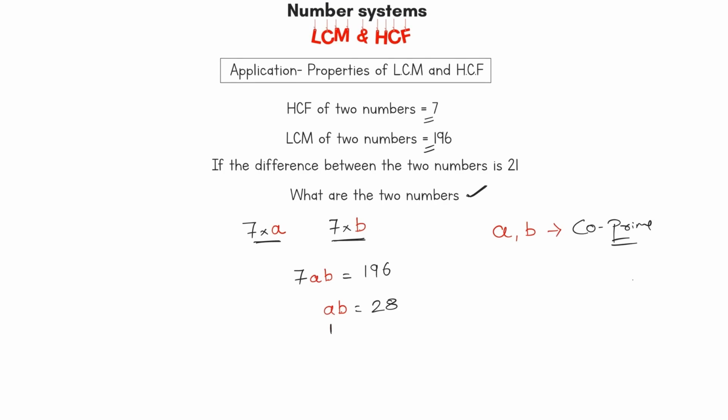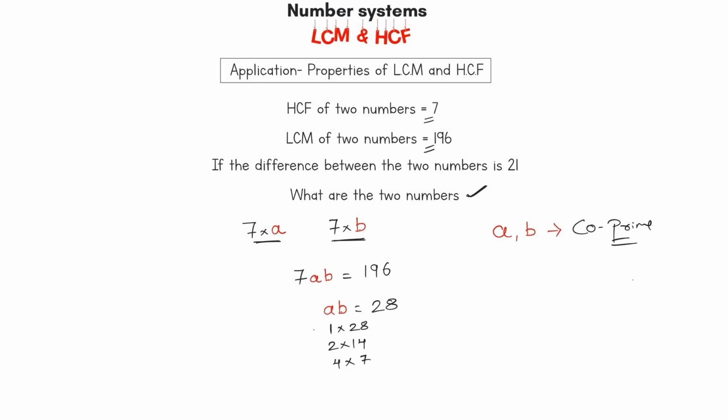A could be 1, b could be 28, possible. 1 into 28 is 28. 2 into 14 is also 28, correct? What else can I get? 3, no, 4 7s are 28, correct? I can get this as well now. Okay, what else? 2, 3, 4, nothing else, right? Nothing from this.